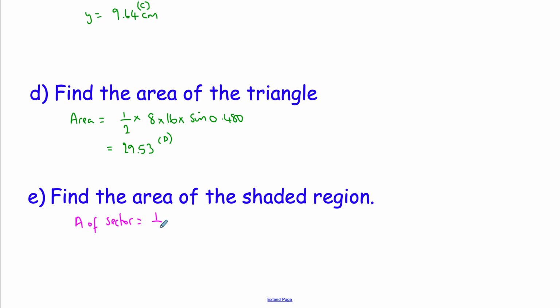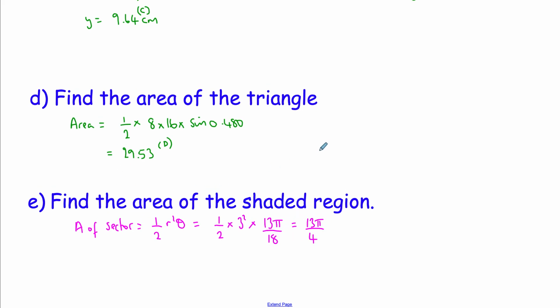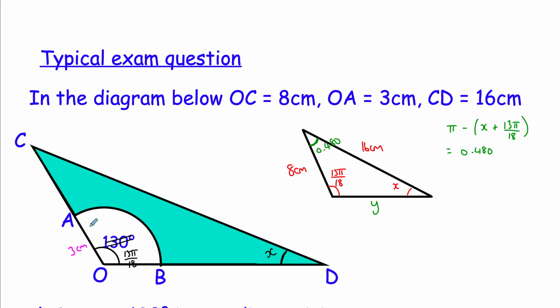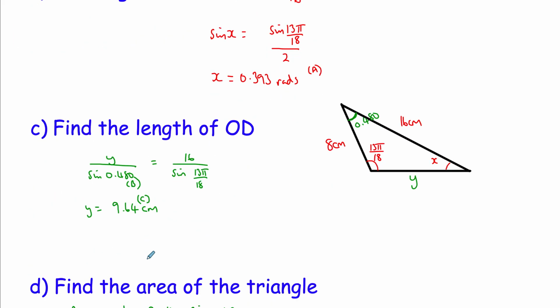I'm going to need to do half r squared theta. r is 3, remember, so a half of 3 squared times 13 pi over 18, which I can leave in exact form. That's 13 pi over 4. I've already got the area of the triangle, so I just need to subtract this. So even though it seems like quite a strange shape, we've really easily found the area of this sector and we can just take it away.